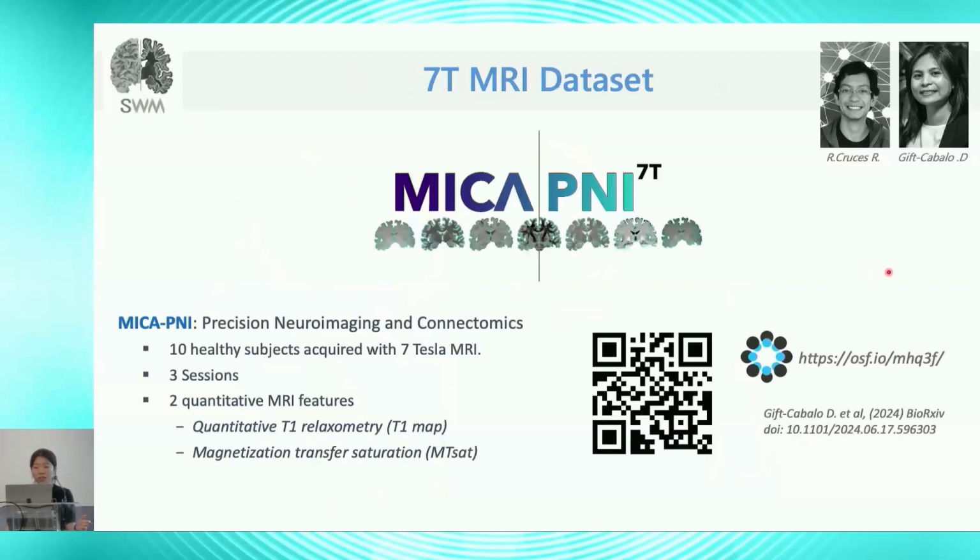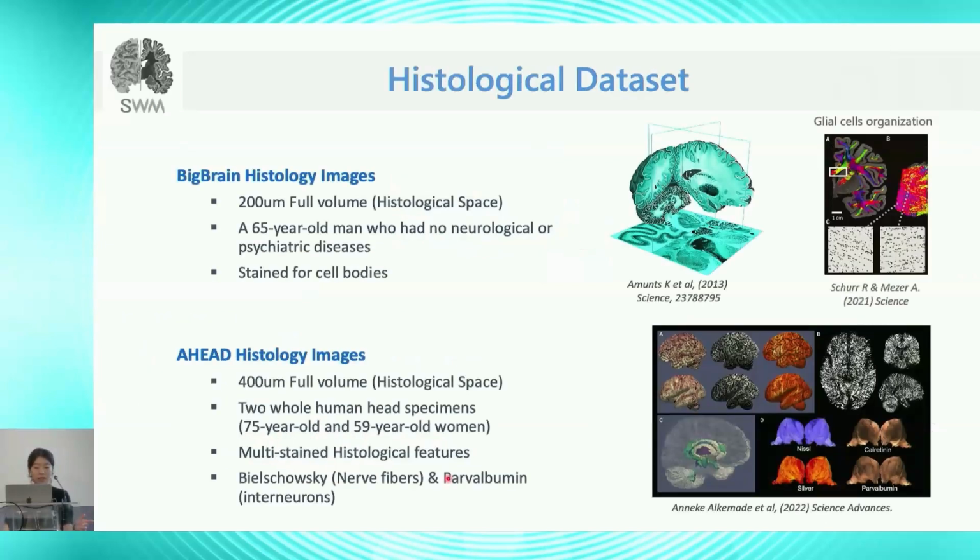To characterize the superficial white matter in vivo, we are utilizing our 7T MRI dataset, MICA-PNI. Boris mentioned this before. This dataset includes 10 healthy subjects. For this study, we are using two myelin-sensitive quantitative MRI maps. First is quantitative T1 relaxometry, the T1 map, and second is magnetization transfer saturation, MTSAT.